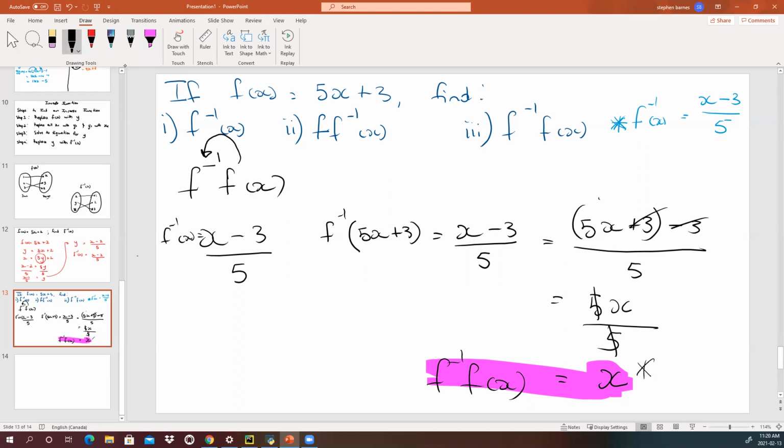Anytime you have a composite function where you're putting the original function into the inverse function, the answer will always be x. That result will always hold.